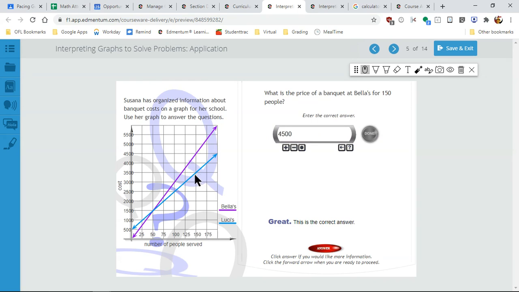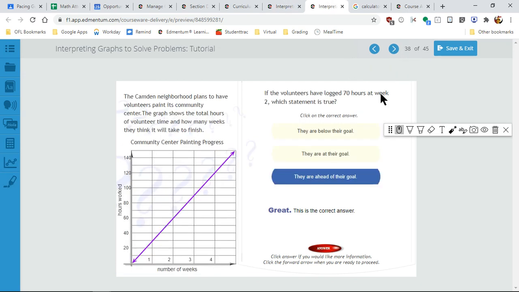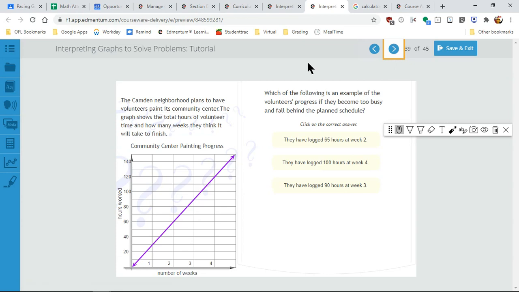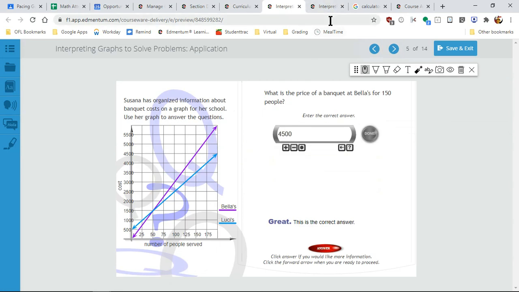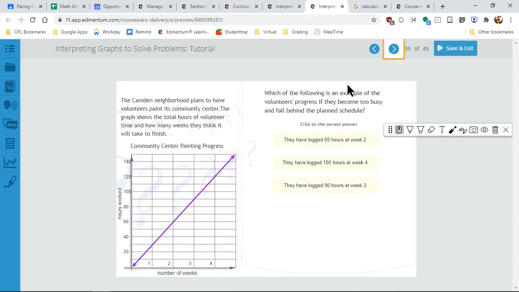If I had done the blue one, it probably would have said something like, we're talking about Bella's, not Lucy's. So make sure you're reading these correctly. Highlight them. Write it down and highlight or underline if you need to. I just realized that one from the goal. But you can see how similar these questions are.